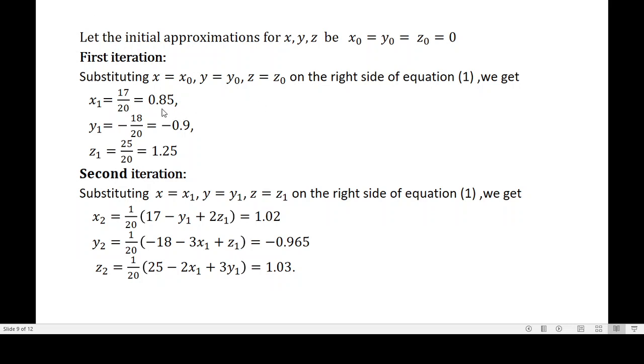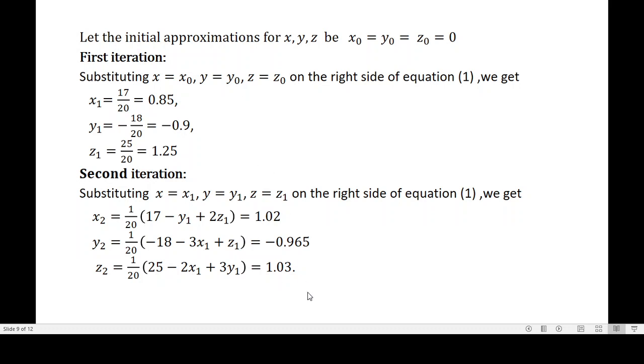Observe, x1 is 0.85, x2 is 1.02. They are not same, isn't it? y1 is minus 0.9, y2 is minus 0.965. z1 is 1.25 and z2 is 1.03. The values are not same.